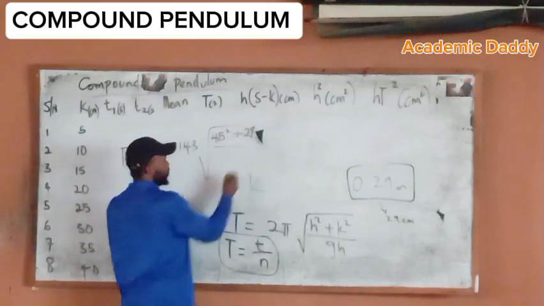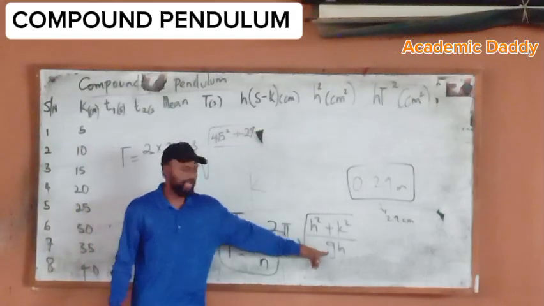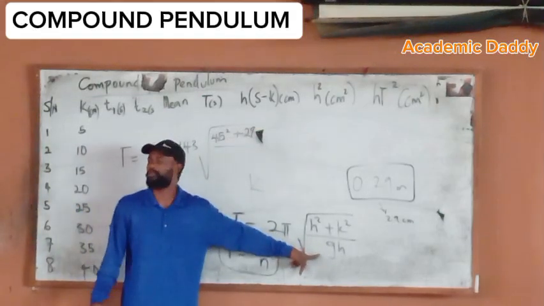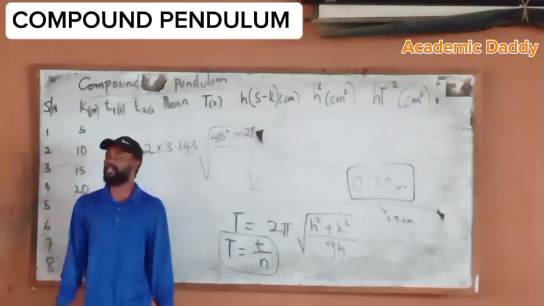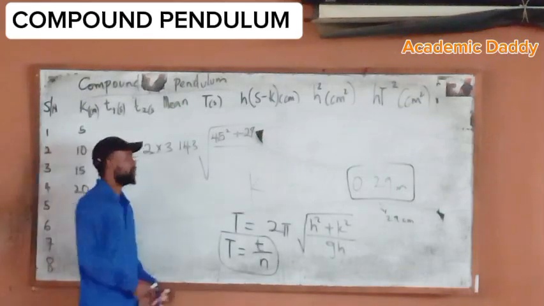But notice that if we use this in centimeter, that means our g, we are no longer going to use 9.8, because 9.8 is in meter. So when I do 9.8 times 100, that is what we are going to use.